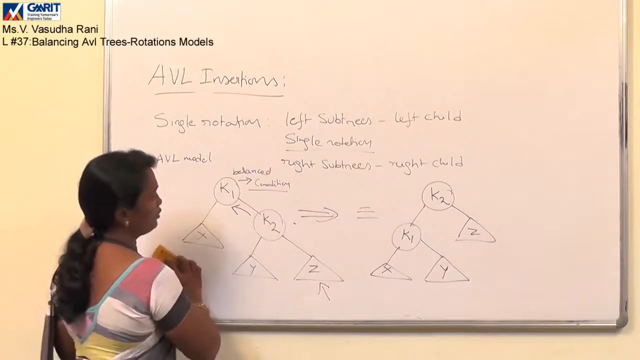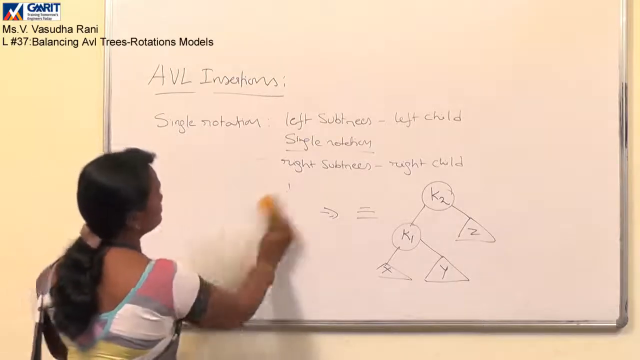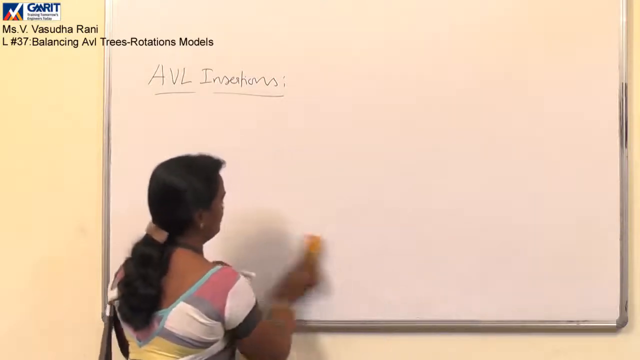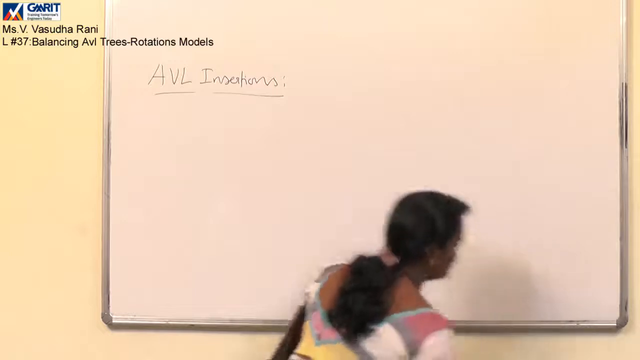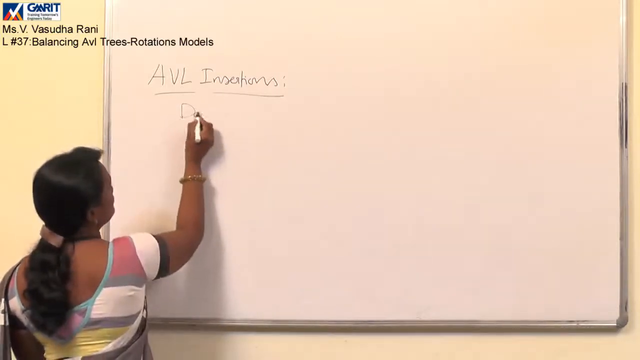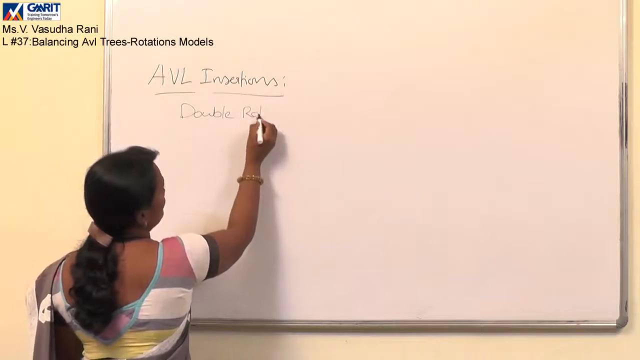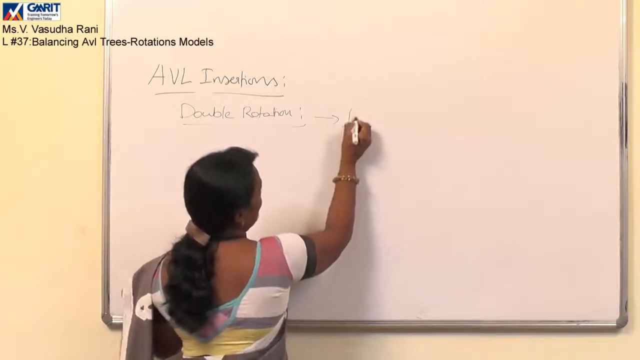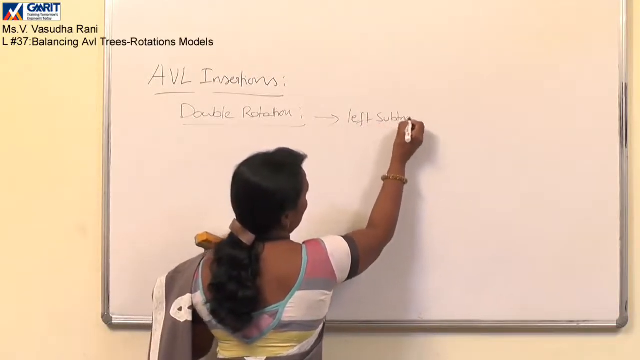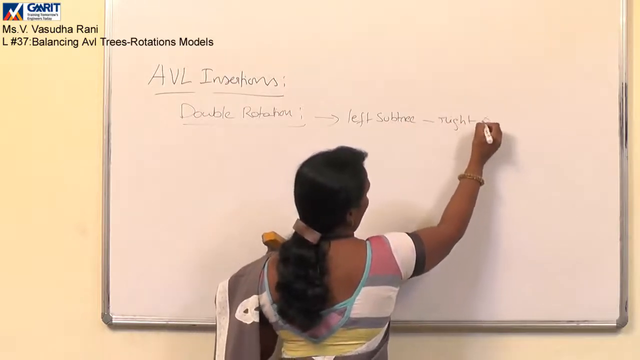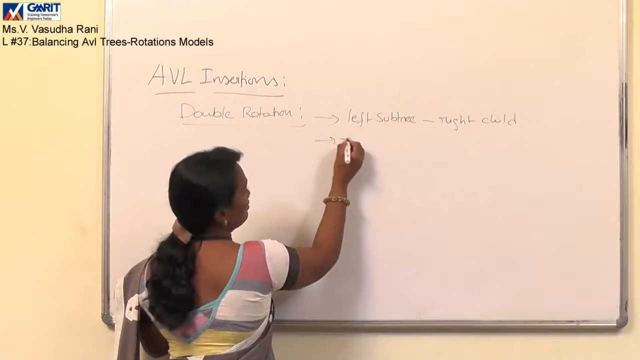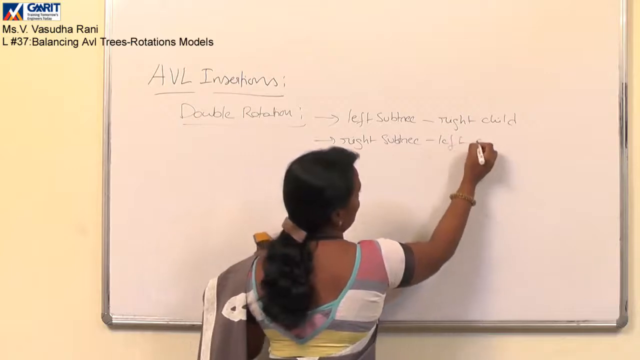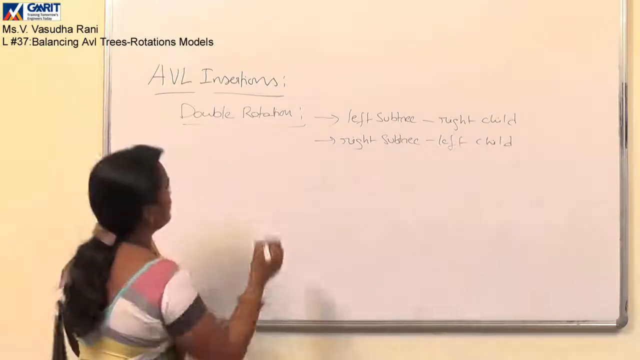Moving on to the double rotation, two cases. When we have to go for double rotation, it is the case of left subtree's right child, or right subtree's left child. Let's consider the first case.